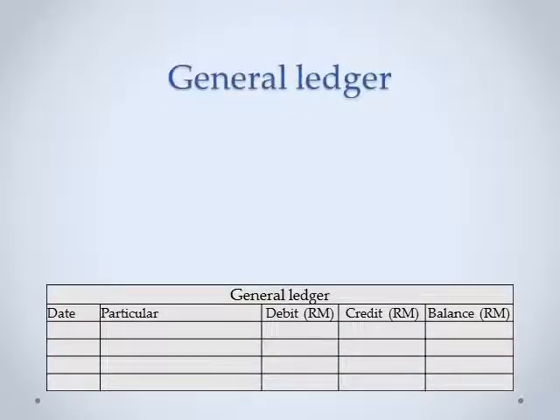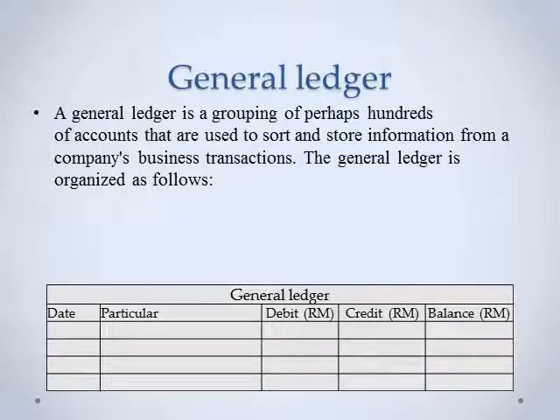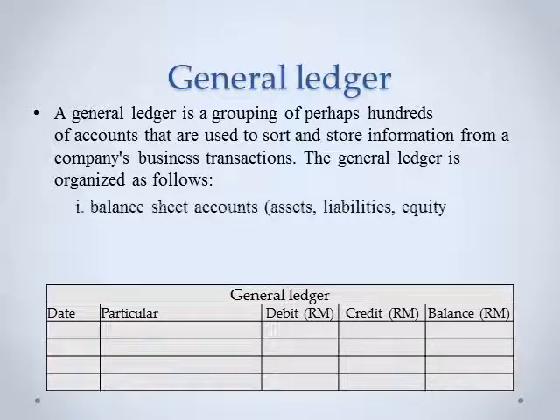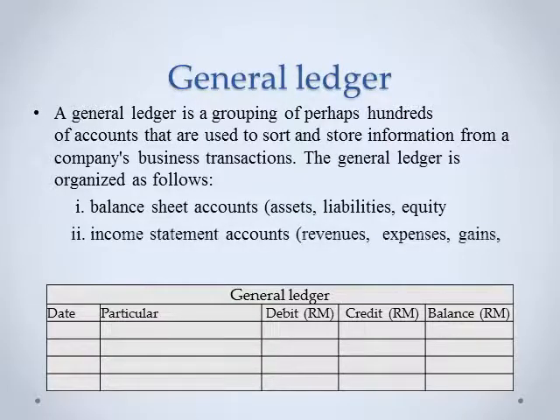Let's look at the general ledger first. A general ledger is a grouping of perhaps hundreds of accounts that are used to sort and store information from a company's business transactions. The general ledger is organized as follows. First, balance sheet accounts, that means assets, liabilities, and equity. Second, income statement accounts, which are revenues, expenses, gains, and losses.